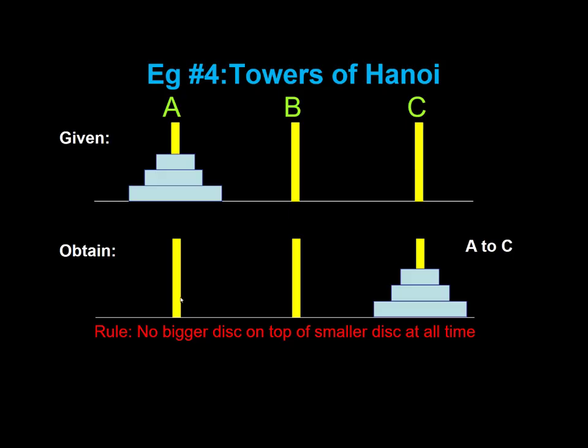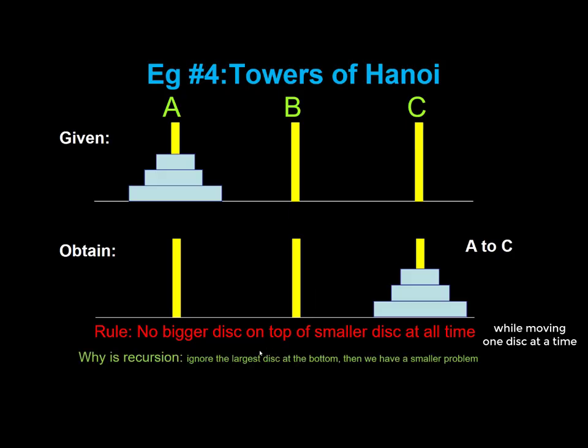The rule is that in the movement, there is never a bigger disk on top of a smaller disk at all times. That is, from bottom to the top, it's always bigger disk to smaller disk. And it is understood that you can move only 1 disk at a time. Now, why is this recursion? If you ignore the largest disk at the bottom, then you would have n-1, in this case 2 disks. Your job is to move 2 disks obeying the rule. So this is a smaller problem when you ignore the largest disk at the bottom.